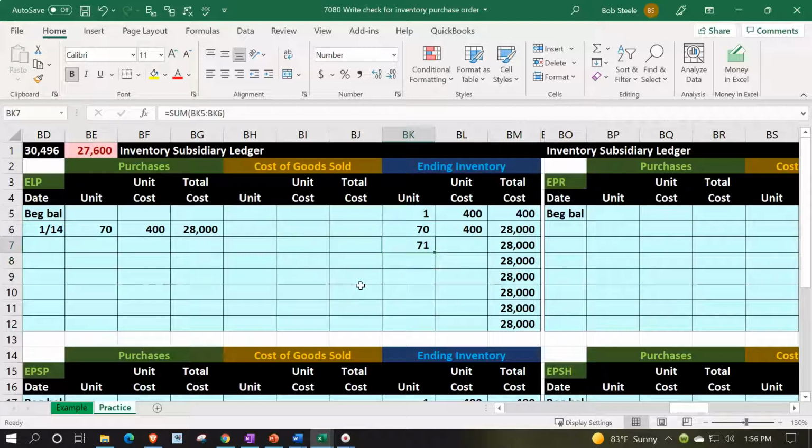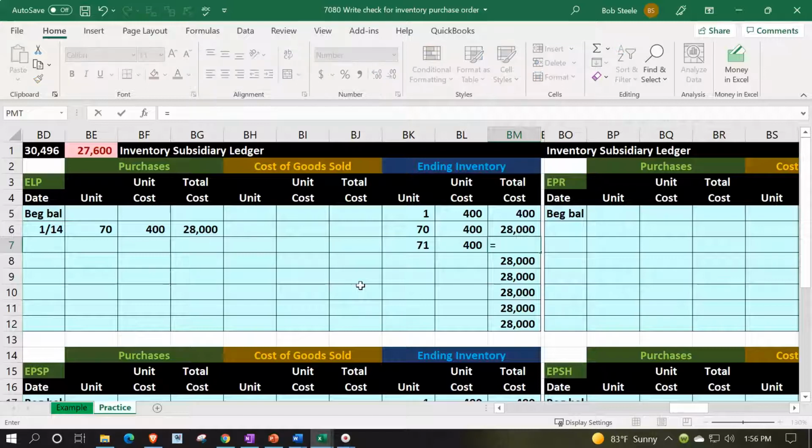We've got 71 units of these guitars. They're still at $400 because we haven't had any change to the price of the guitars. So it doesn't really matter the flow assumption, FIFO, LIFO, average. And then we'll multiply that out, and that will give us then the 28,400. Let's say this times this will give us the 28,400. So now we're at 28,400.